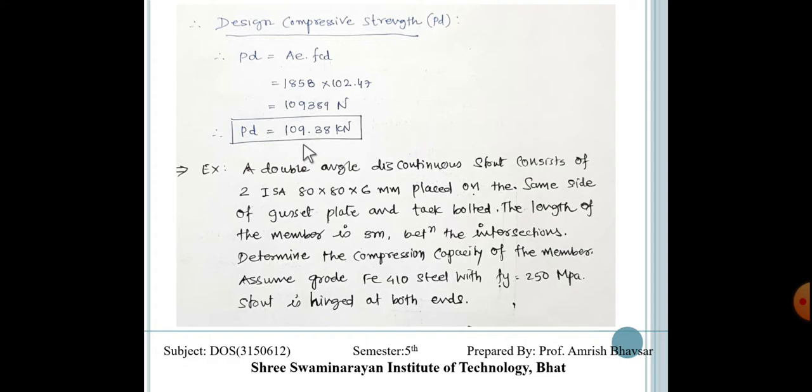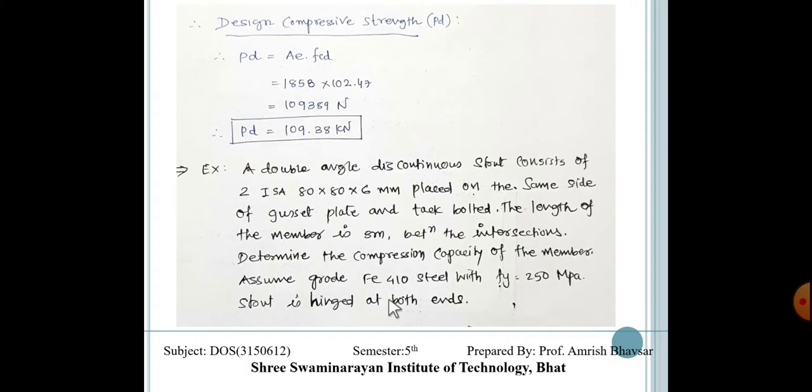Got it? Now, next, a double angle discontinuous strut consists of 2 ISA 80 by 80 by 6 mm placed on the same side of the gusset plate. Whenever it is on the same side, then it is not concentric, it is eccentric, and we have to calculate that angle as a single angle and after that multiply by two. Tack bolted, the length of the member is 3 meter between the intersections. Determine the compression capacity of the member.